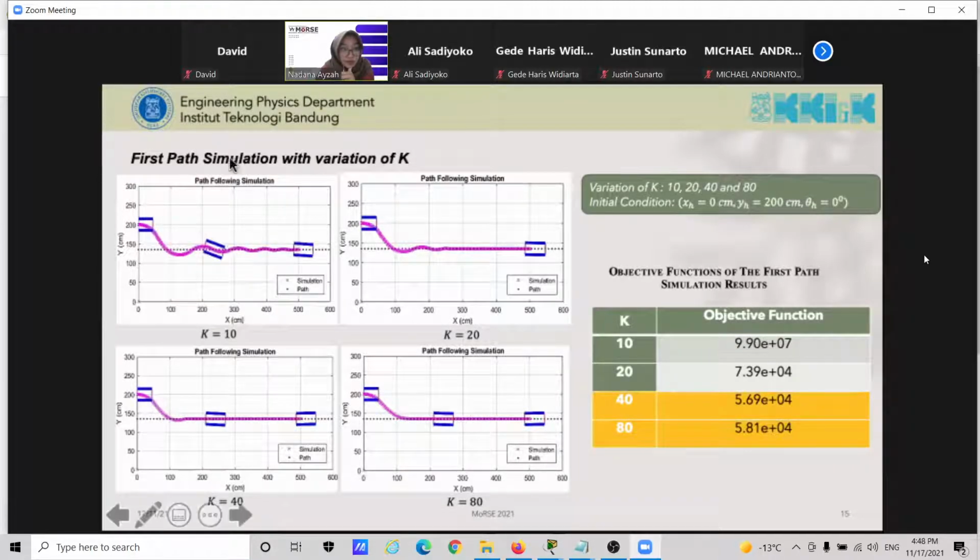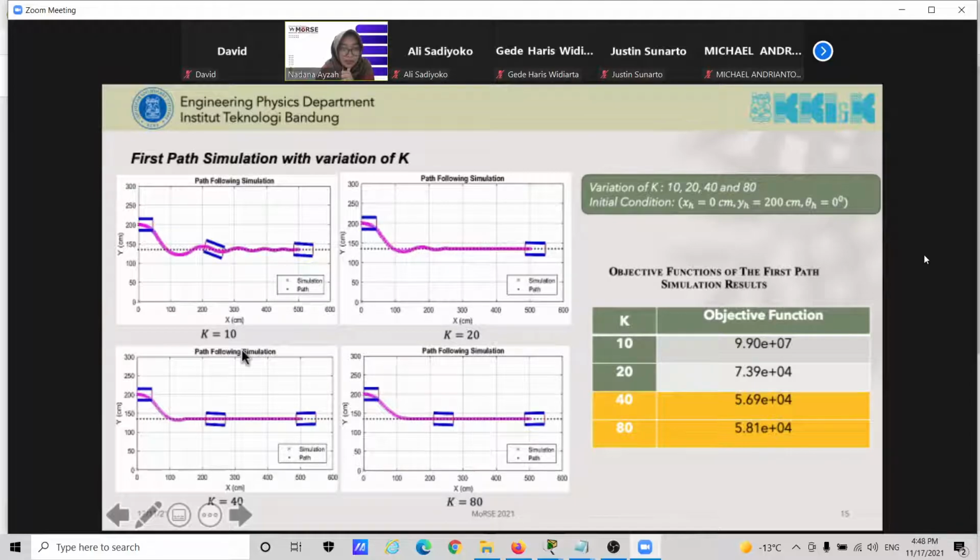So we move next. This is the simulation and real implementation result. This is the first path simulation with variation of k. We use k values of 10, 20, 40, and 80 with initial conditions as follows. This is for K10, this is for K20, K40, and K80.